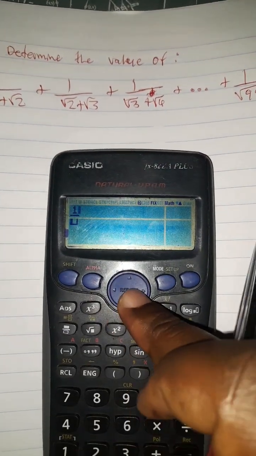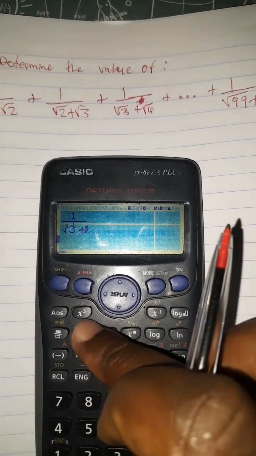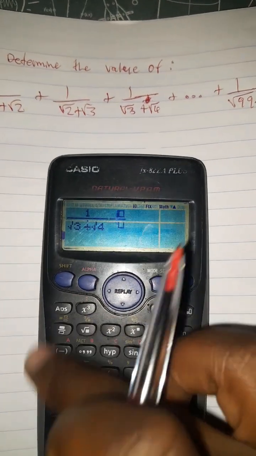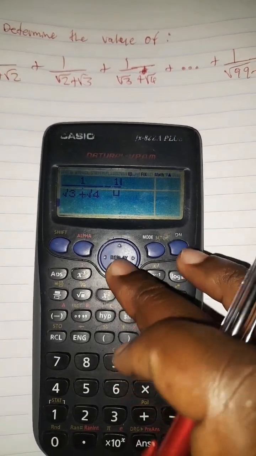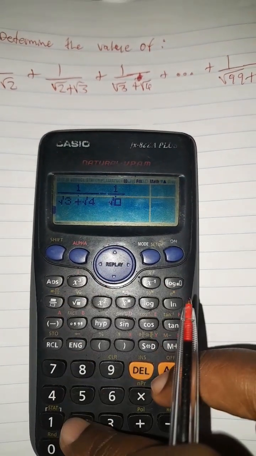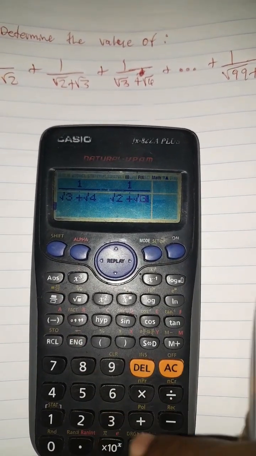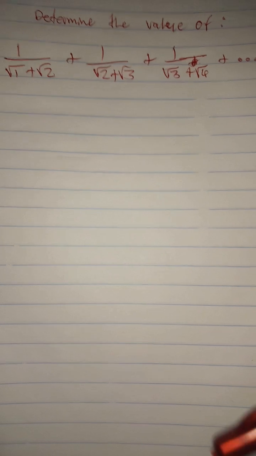And let's go to the other one. √3 plus √4 minus... okay, we have √2 here plus √3. We get negative 0.5. So it's neither a geometric nor an arithmetic sequence. Also, we can see that it will not be a quadratic sequence.